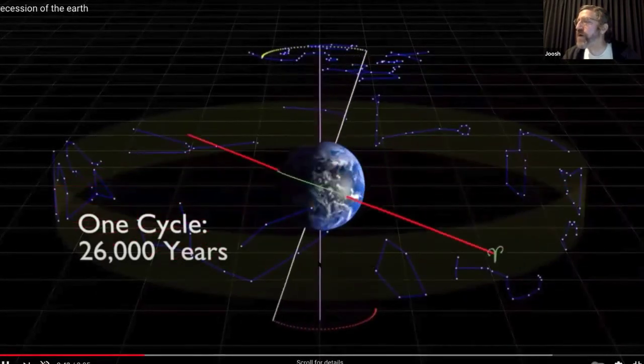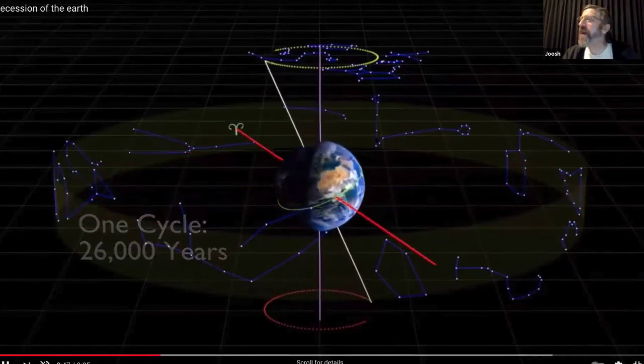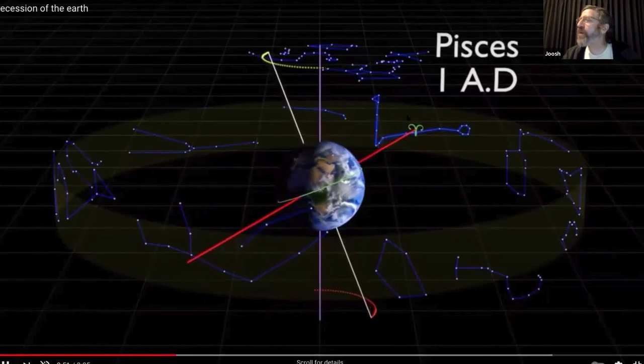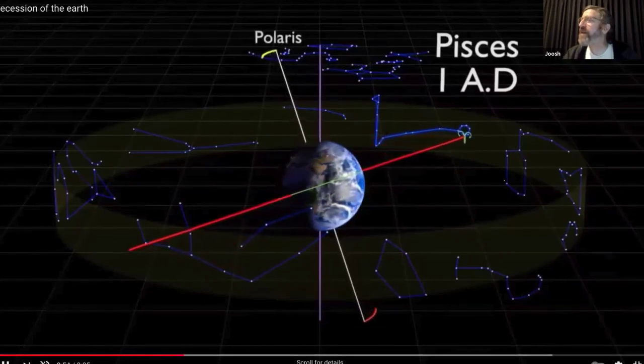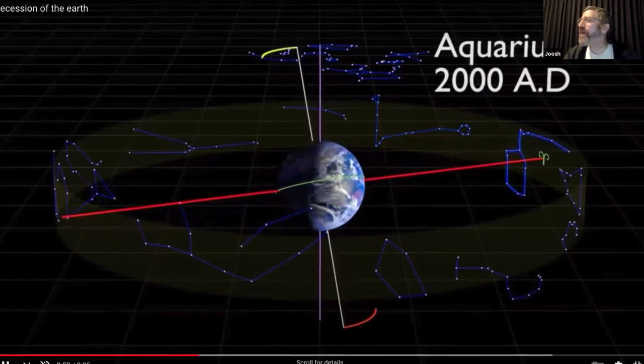Notice it changes over 26,000 years. So this is way sped up, obviously. And also you'll notice that the North Star changes. What is directly above the pole? Now in 1 AD, it was in Pisces. Now we're getting closer to Aquarius right now. And then we keep moving.